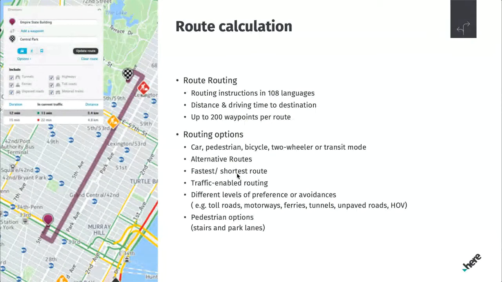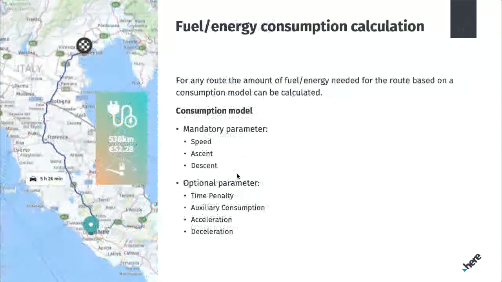We have all the routing options: car, pedestrian, bicycle, two-wheeler, transit mode for the intermodal. And when I talk about the two-wheeler, I mean the scooter and the e-scooter, for example, if you need to move around. We have the alternative routing. We have the fastest and shortest route. The traffic information is either enabled or historical or real-time. We have a lot of options for this.